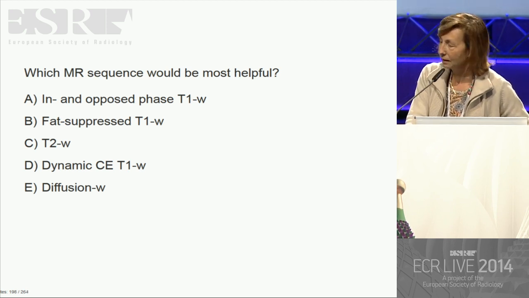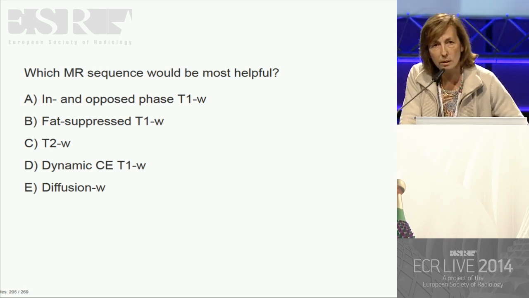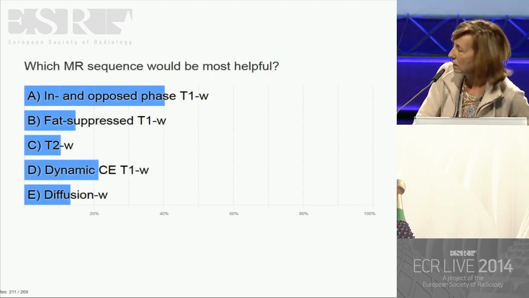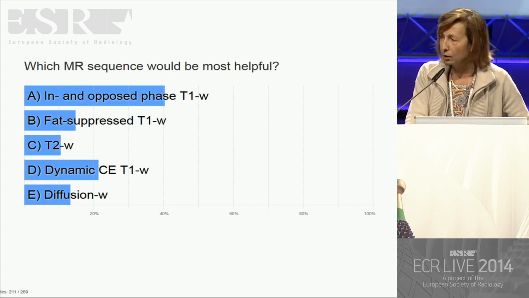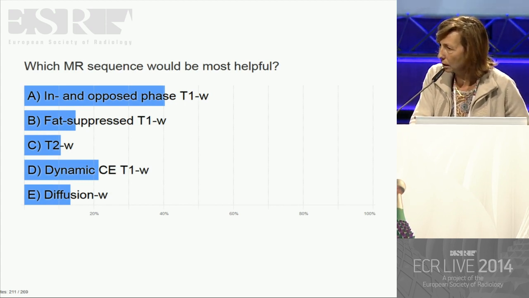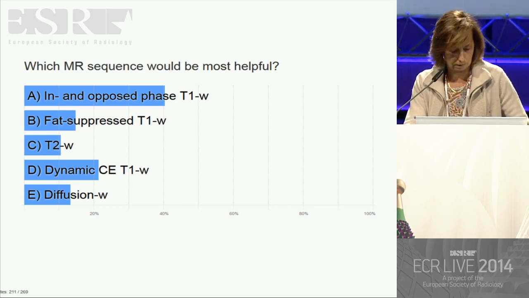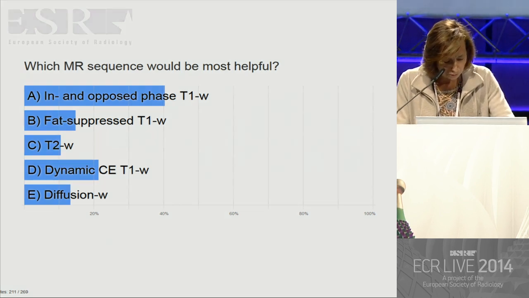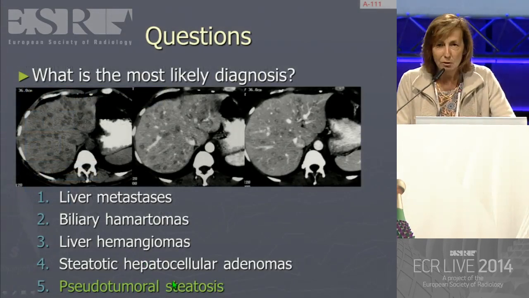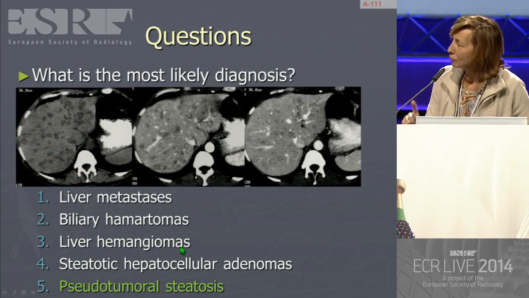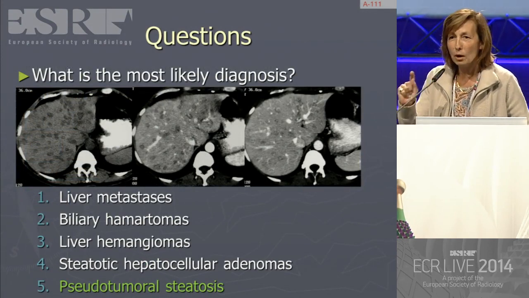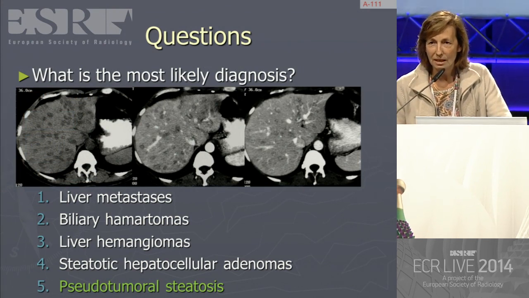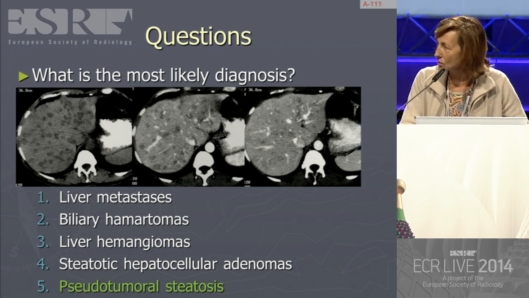Okay. Very good. Can we see the answers to the first question? In an opposed phase image. Okay. So the answer to the first one is pseudotumoral steatosis. And even if you have not made the good diagnosis, you were right in the second question, because indeed, to make this diagnosis in an opposed phase, MR sequences are needed.